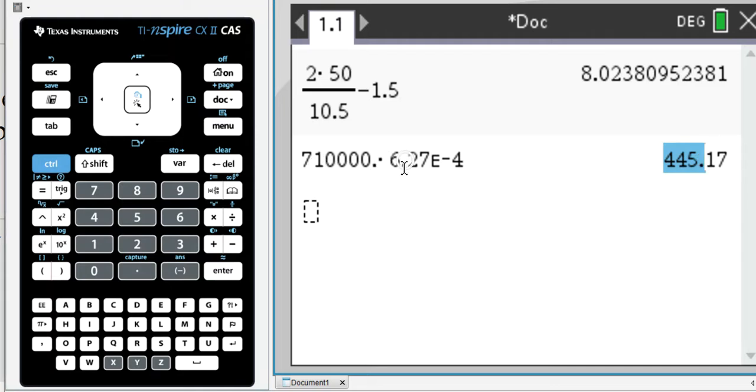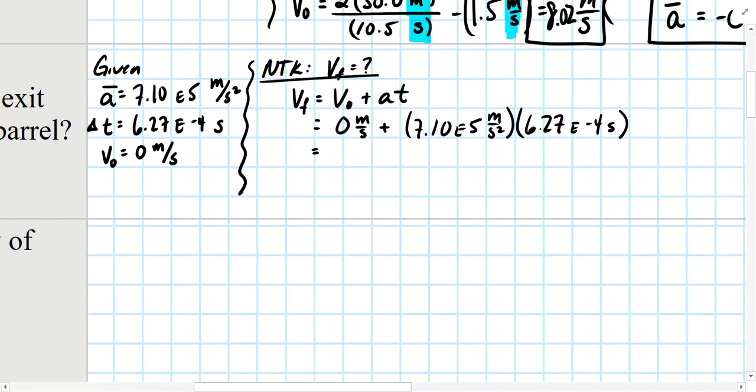Now with significant figures, it looks like there were 3 in each of these, 3 sig figs, 3 sig figs, and so our answer should contain 3 significant figures as well. So we'll say 445 meters per second. And I know that's the unit because we had a unit of meters per second here, summed with, well, this was meters per second squared, but we multiply that by seconds.